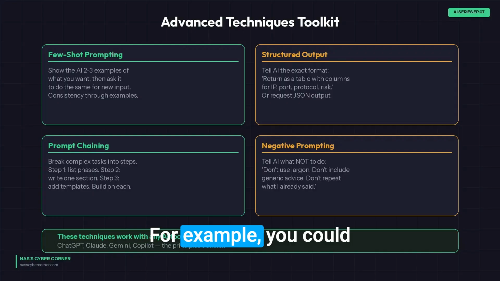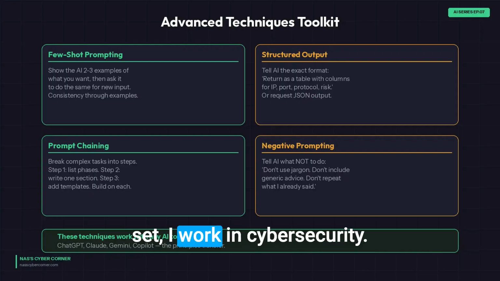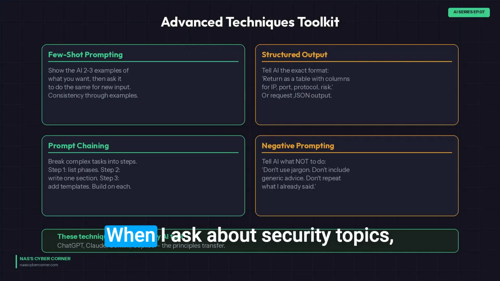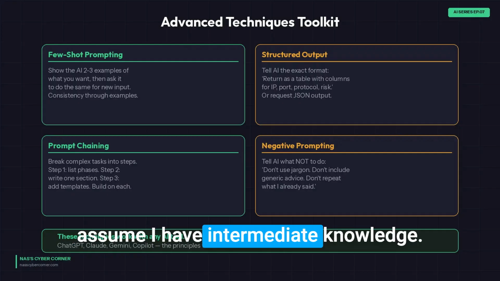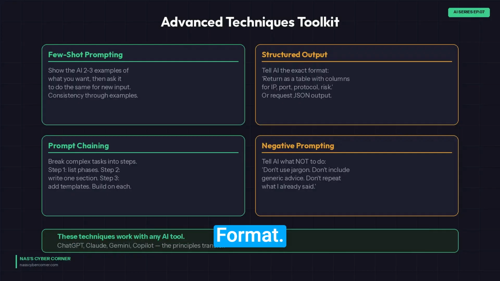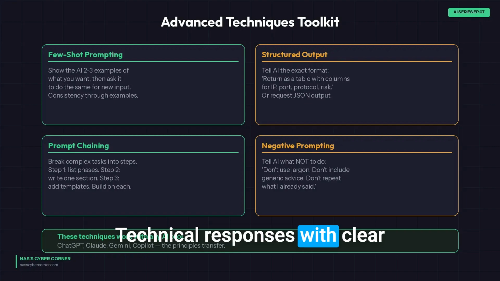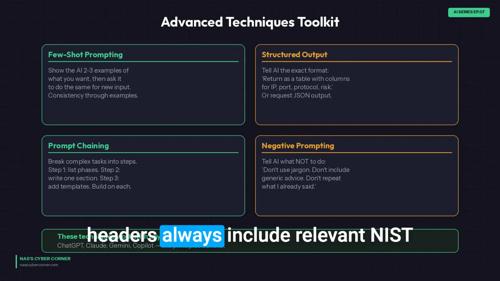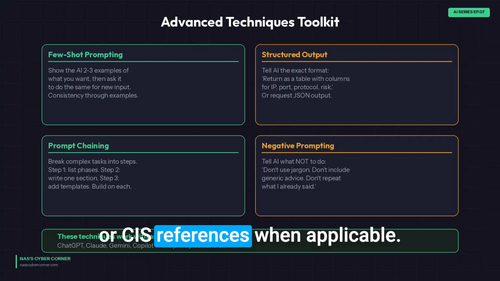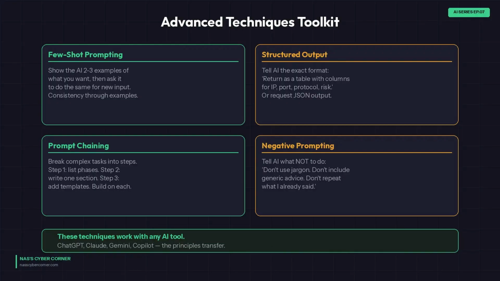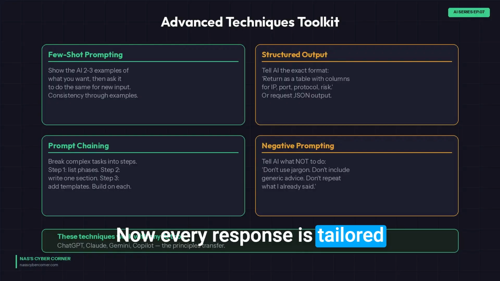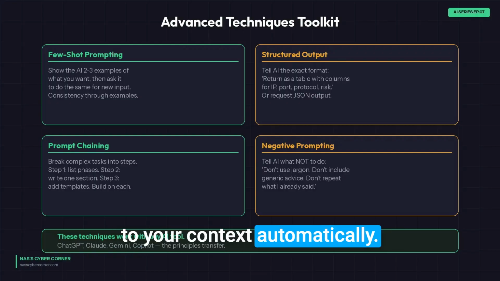For example, you could set, I work in cybersecurity. When I ask about security topics, assume I have intermediate knowledge. Format technical responses with clear headers. Always include relevant NIST or CIS references when applicable. Now every response is tailored to your context automatically.